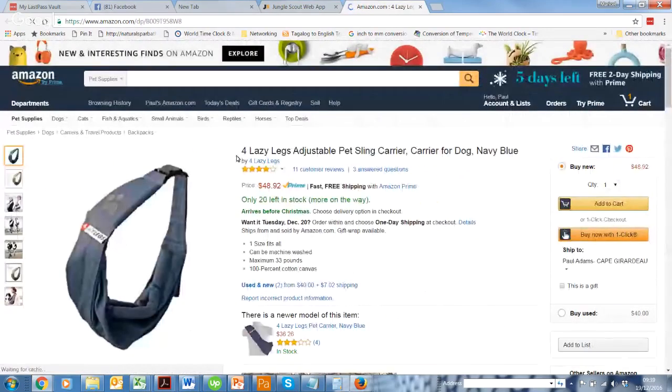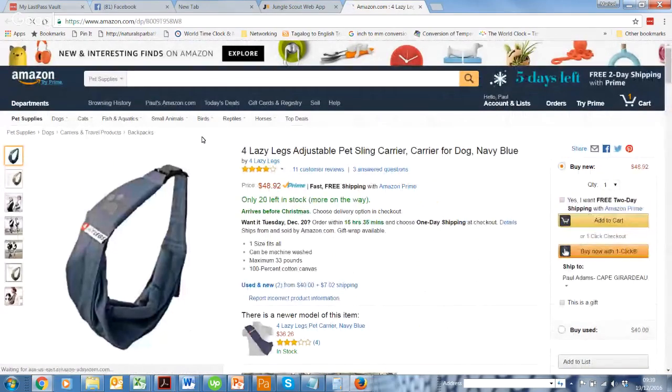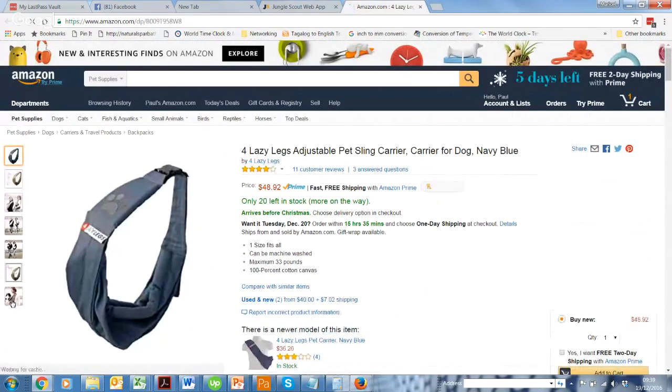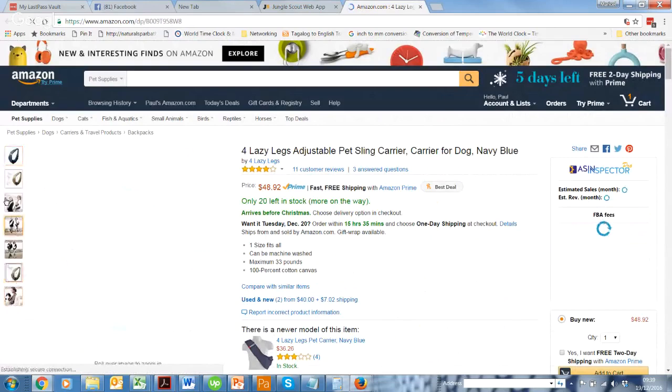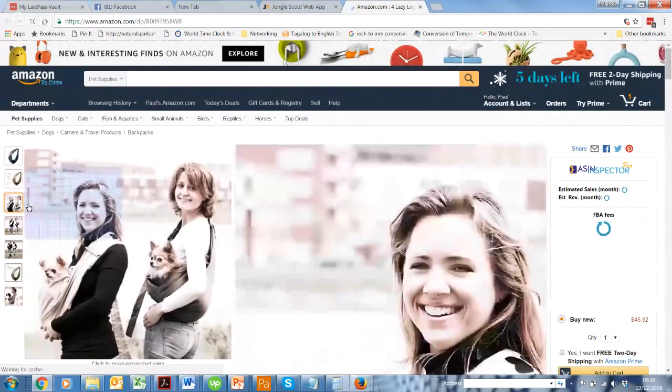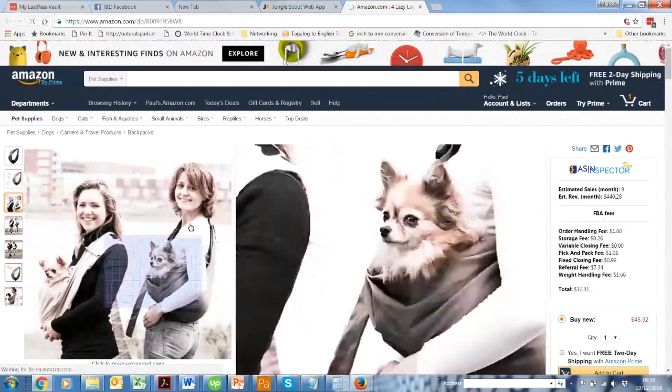So I basically just pulled up the additional page. The brand is For Lazy Legs, and it looks like it's carry your dog around. So when you take your dog for a walk, you're carrying the dog when you're going out for a walk. There you go. That's one lazy dog.